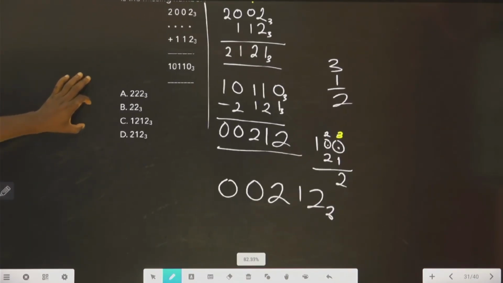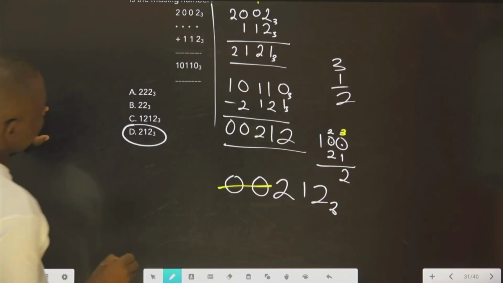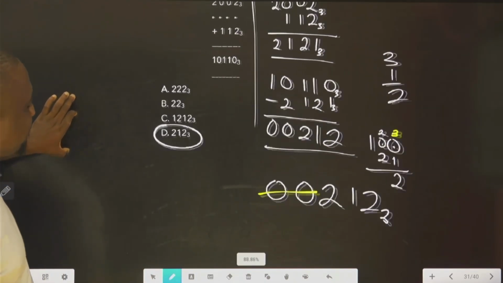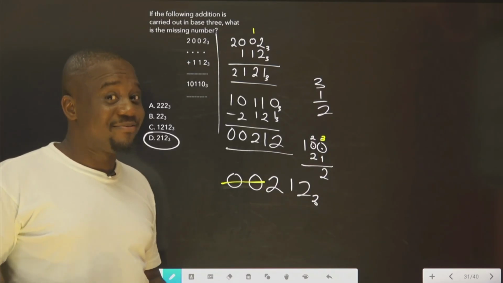Which is actually 2, 1, 2 because we don't actually consider the leading zeros. So this is the answer, okay? That is, D is the answer. As you can see. Hope you understand this. Let's look at this.